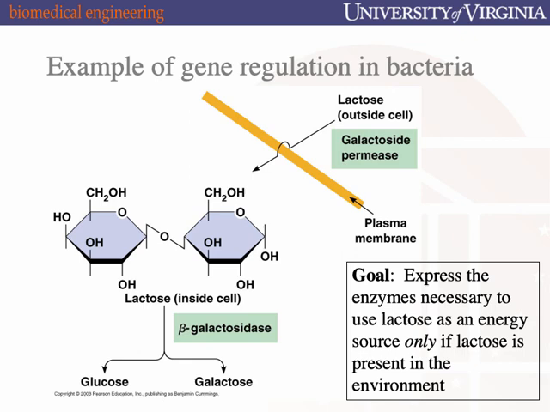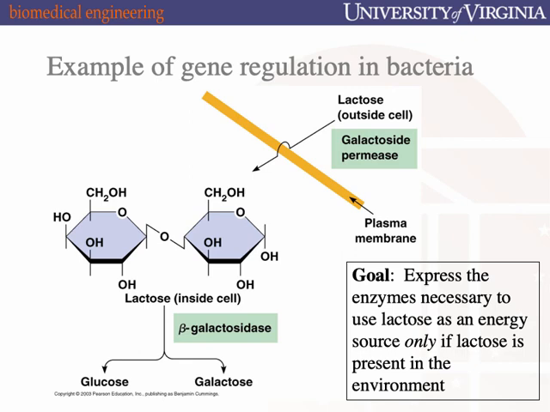And then hand in hand with the pump that brings lactose into the cell, there is another enzyme that takes intracellular lactose and breaks it down. This disaccharide, sugar one, sugar two, is cut in the middle, hydrolyzed, releasing two monosaccharides, glucose and galactose. That cleavage, hydrolysis, is catalyzed by an enzyme called beta-galactosidase.